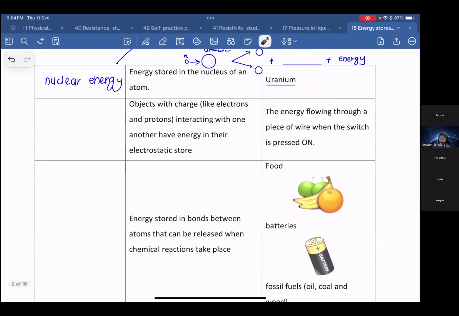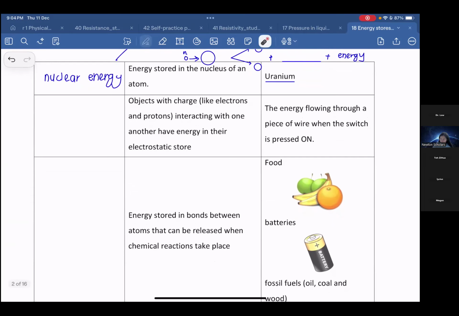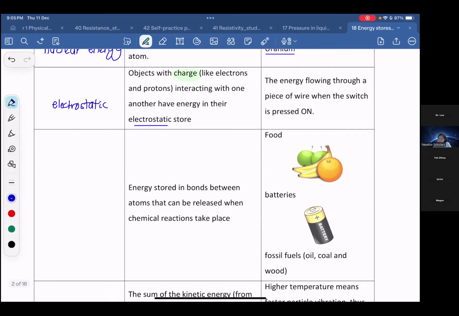Okay, here. So objects with charge, with a circuit, so electrical running. Objects with charge like electron and proton interact. Okay, they have energy in their electrostatic store. This is the electrostatic store. Energy flows through a piece of wire when the switch is pressed on.